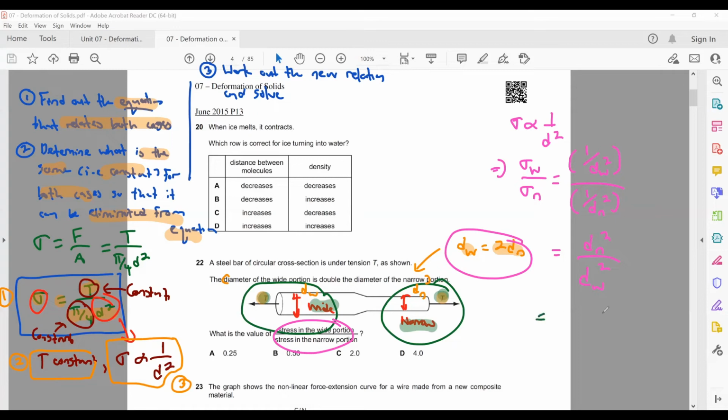Where you say that it's still dn square here. dw is 2 times of dn square. Remember to square the entire term, so you are going to get 4 dn square. The dn square will cancel off. Your answer would be 1 over 4, giving you 0.25. Answer is A.